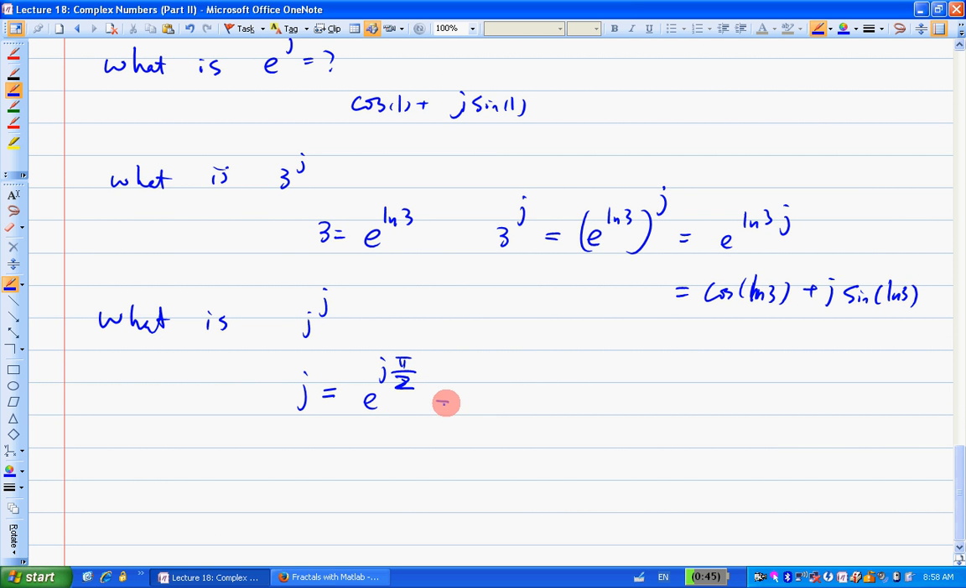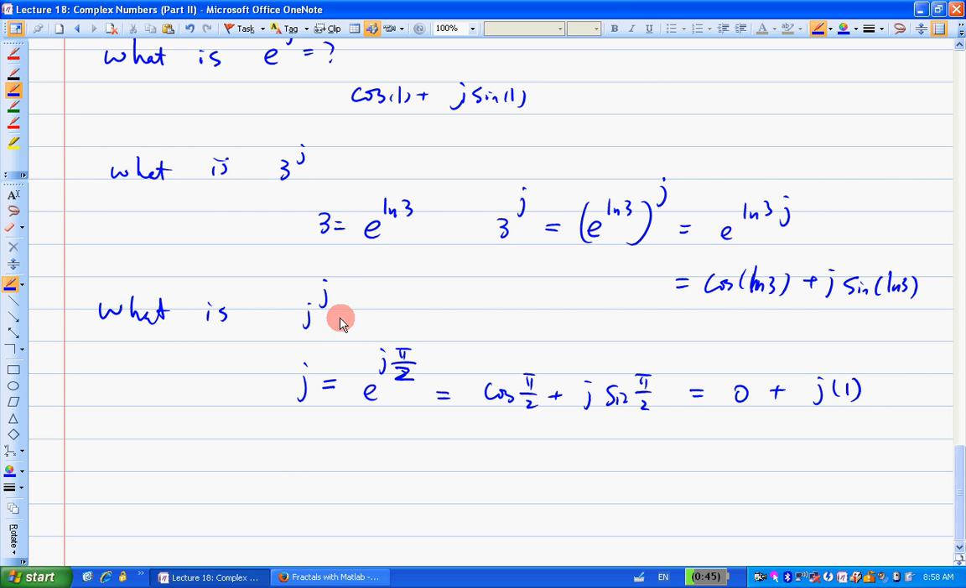Now if you don't carry this out, right? So what's cosine pi over 2? 0. What's sine pi over 2? There it goes. That's it, right? That's good. Okay?